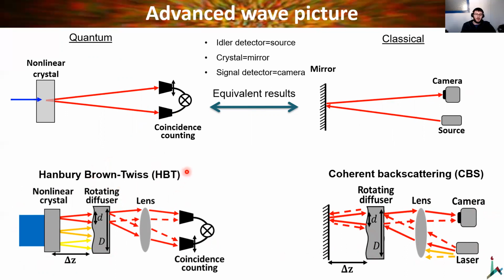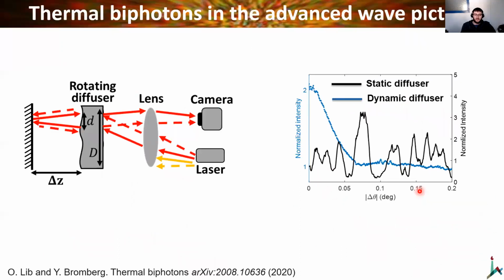While our original experiment is related to the HBT effect, in the advanced wave picture, it is related to a phenomenon called coherent backscattering of light. So what is coherent backscattering of light? Basically, we send light to a disordered media and we look at the back reflected light. If the diffuser is static, we'll get some sort of a speckle pattern. And if you rotate the diffuser, one would expect to get a very homogeneous response, but we see here that we have a 2-to-1 peak, which is called the CBS peak.